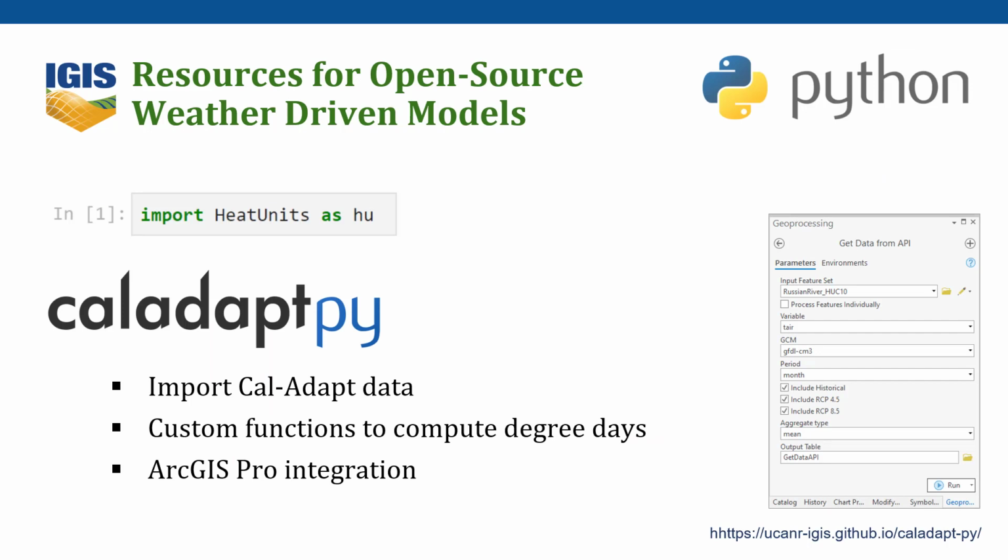For Python users, my colleague Shane Fire has developed a Python module with functions to compute degree days and another Python module that can import data from CalAdapt through the API. The functions in these libraries can be run in any Python environment or via a toolbox in ArcGIS Pro. So you can get CalAdapt climate data into ArcGIS Pro without knowing any programming language and without having to go to the website and download ginormous TIFF files.